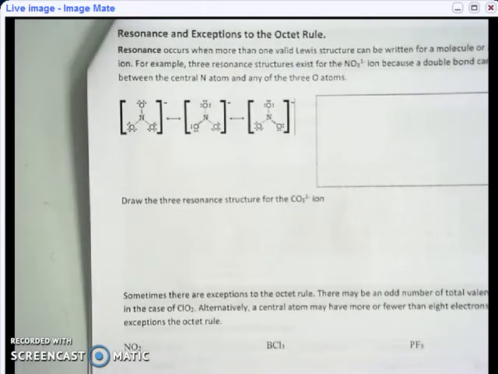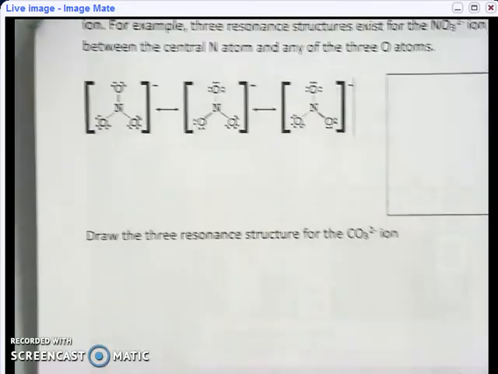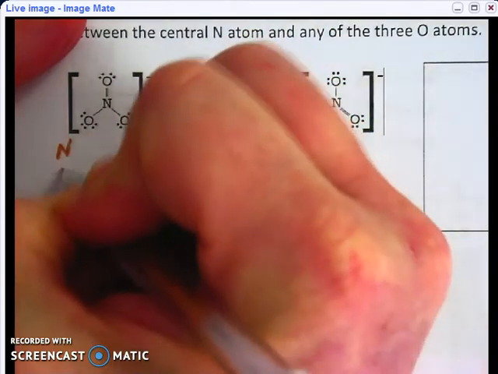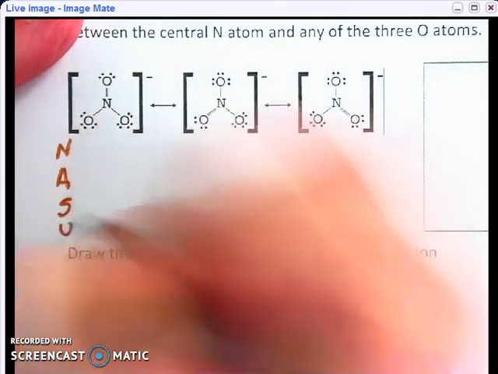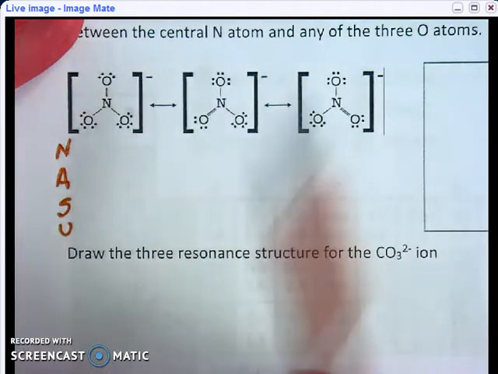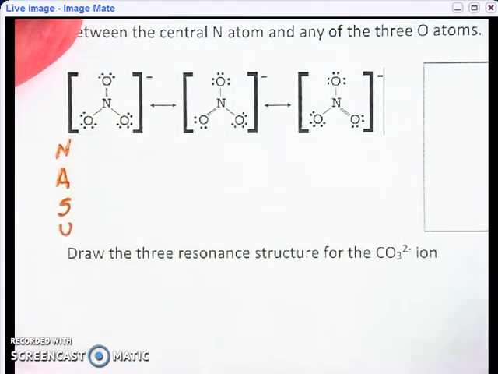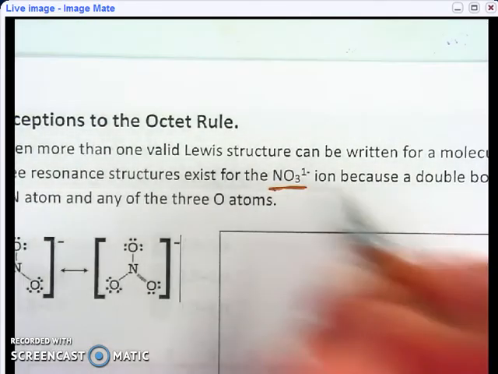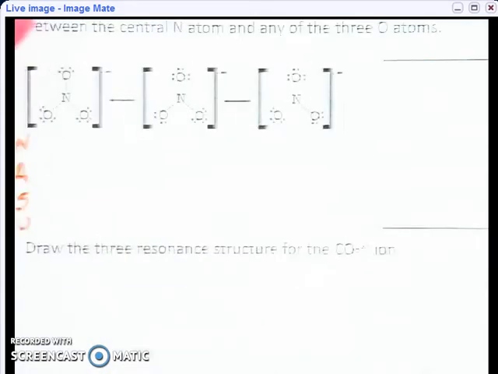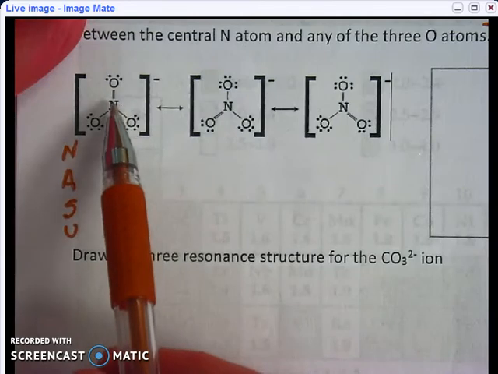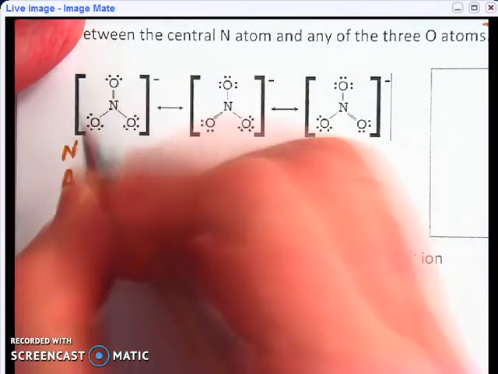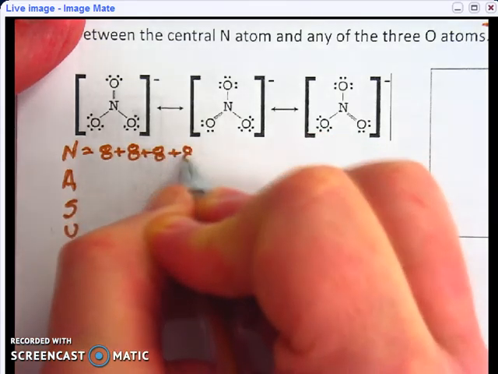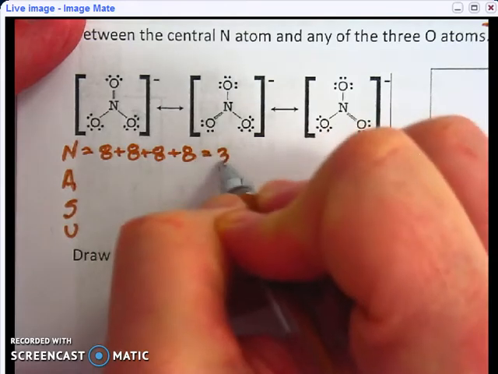So I'm just going to focus in on this section here. We're going to still do the N, A, S, and U format. It's a NO3 -1 molecule. That's written up here. It's the NO3, the nitrate ion. So I have 1 nitrogen and 3 oxygens, so my needed would be 8 plus 8 plus 8 plus 8. I have 4 different atoms. 4 of those gives me 32.